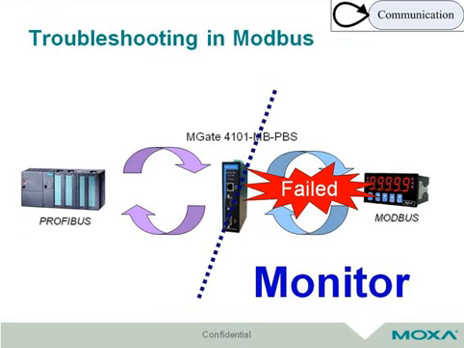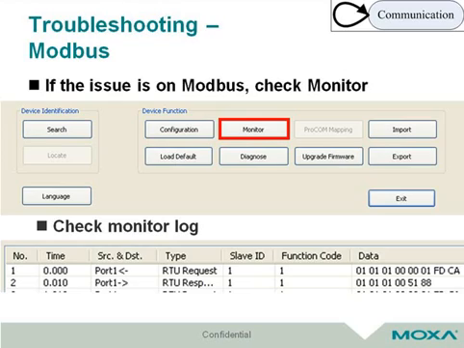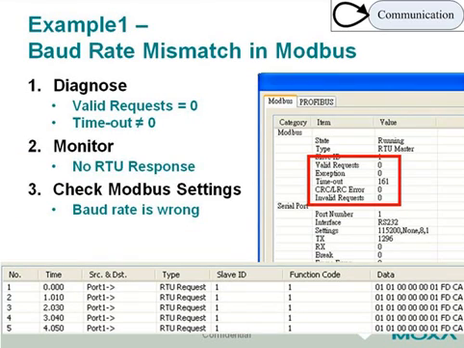For the next example, we assume the issue is on the Modbus side. In this case, we should use the monitor to check about it. If the problem occurred on the Modbus side, you can check with the monitor function. The monitor log should show one request and one response as a pair. When the problem is on the Modbus side, we open the Diagnose window first, and we can see that the valid request counter is 0, and timeout counter is not. So now we check the monitor log.